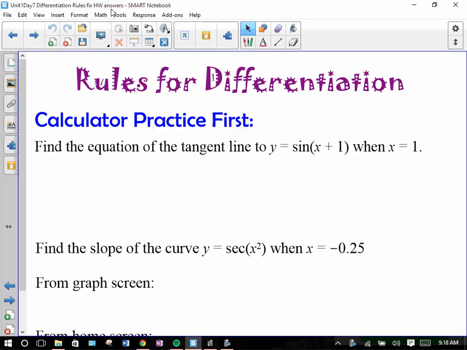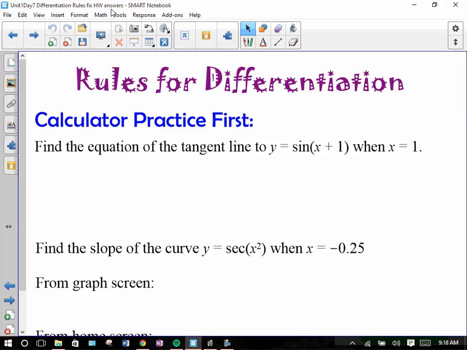Today we are going to learn about the rules of differentiation. However, before we do that, we're going to do a couple of little examples of finding the equation of a tangent line, finding the slope of curves. We're going to do this using our calculator to get a little bit of practice with that.